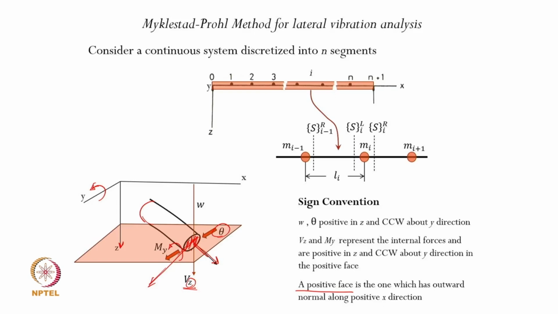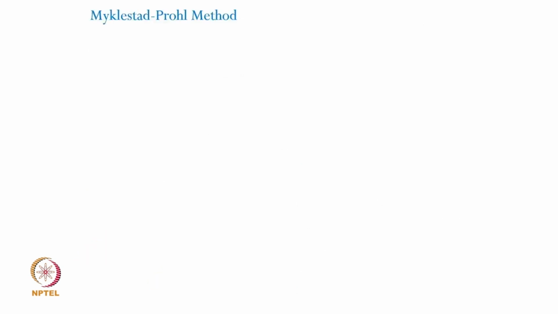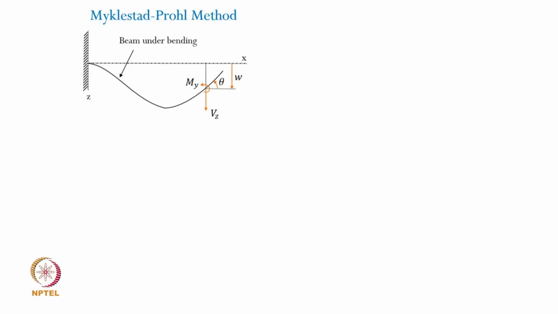On the left side, you would have the outward normal going in the negative x direction, and in that case the positive shear force will be upward that way, and the bending moment will be in this direction. With these sign conventions and all the state variables defined, let us look at how we arrive at the appropriate matrices which relate the two state vectors.